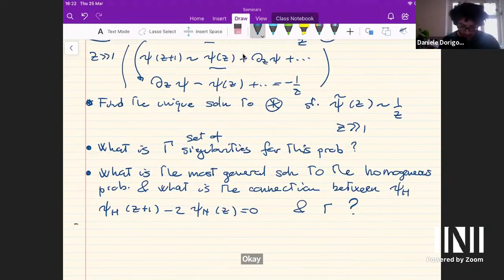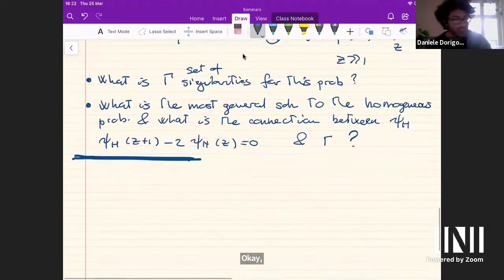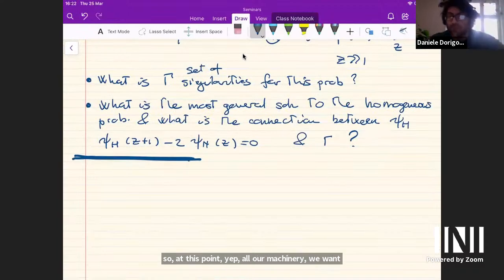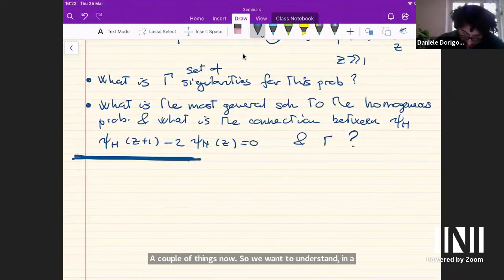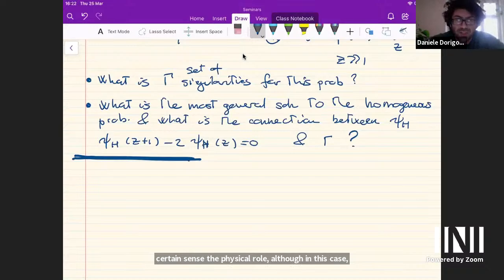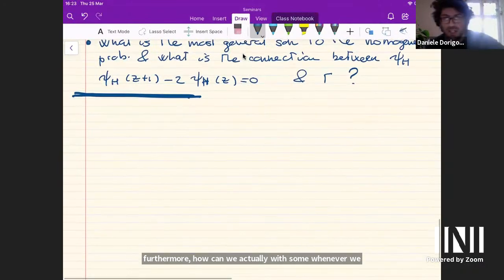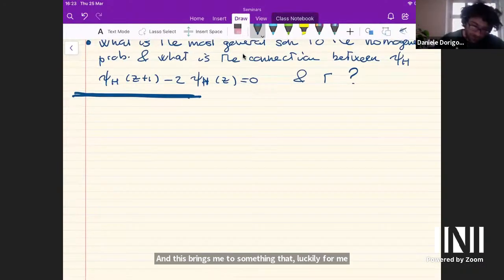Okay. So at this point, we have all our machinery. We want to understand a couple of things now. We want to understand, in a certain sense, the physical role, although in this case I'm not talking about any problem in particular. We want to understand what the repercussions of these singularities are going to be for our resummation. And furthermore, how do we actually resum whenever we have some singular directions? And this brings me to something that, luckily for me, Gotche has already mentioned, what is called the Stokes automorphism.